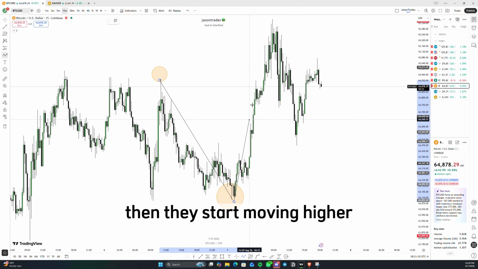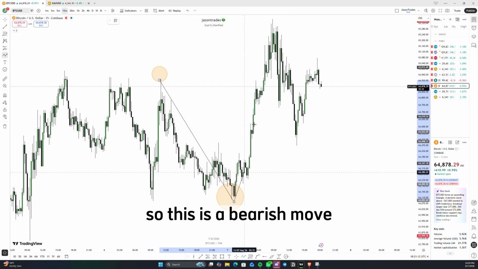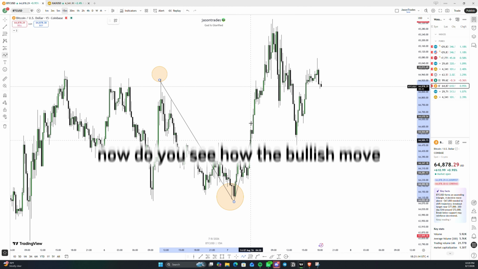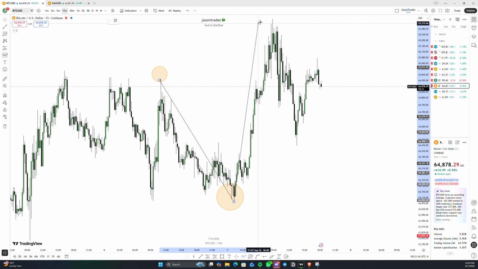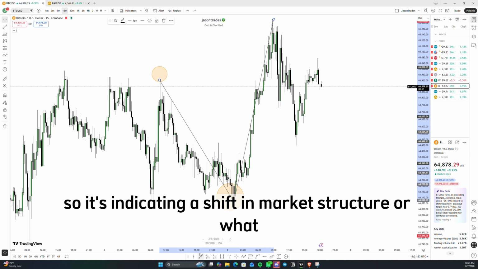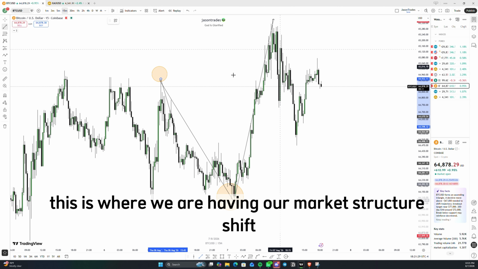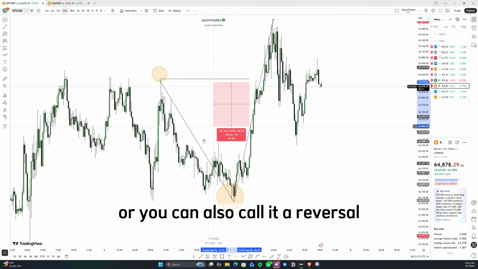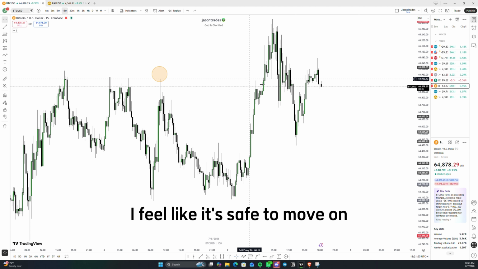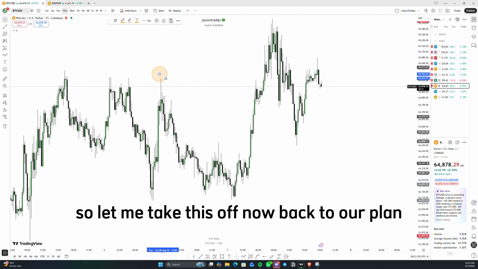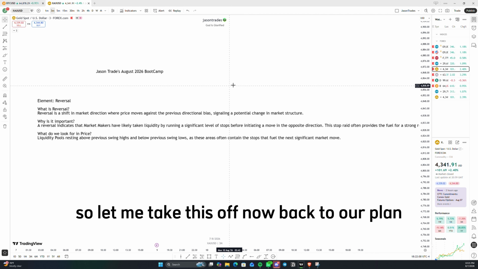Then they start moving higher. So there's a bearish move and we have a bullish move countering it. Now, do you see how the bullish move exceeds the origin of this bearish move? Are we seeing that? So it's indicating a shift in market structure, or what we now know as a reversal, right? This is where we are having our market structure shift, or you can also call it a reversal. I feel like it's safe to move on. Let me take this off. Now back to our plan.